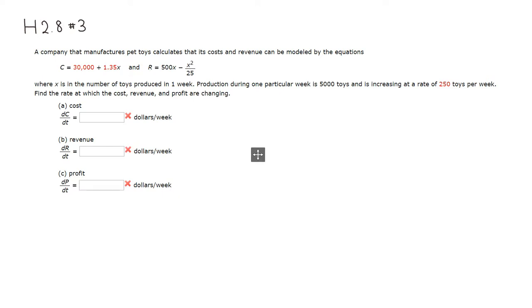Then it says that x is the number of toys produced in 1 week. Production in one particular week is 5,000, so this is going to be our x value. And it's increasing at the rate of 250 toys per week, so we know that dx/dt is 250. Then we want to find dC/dt.